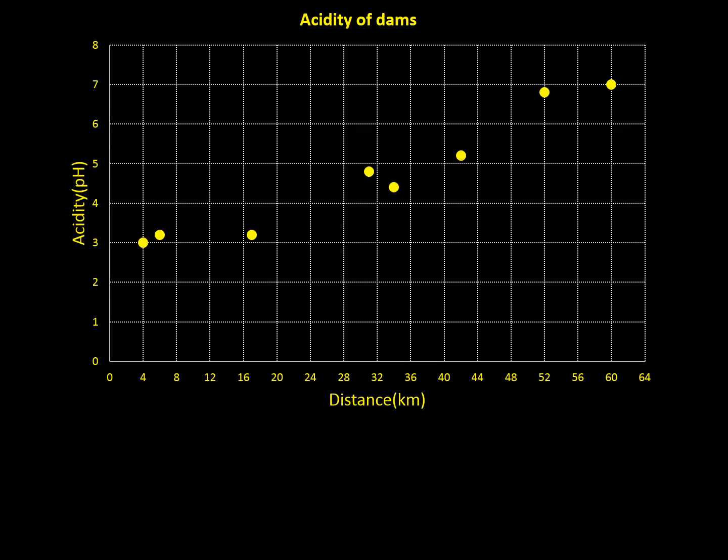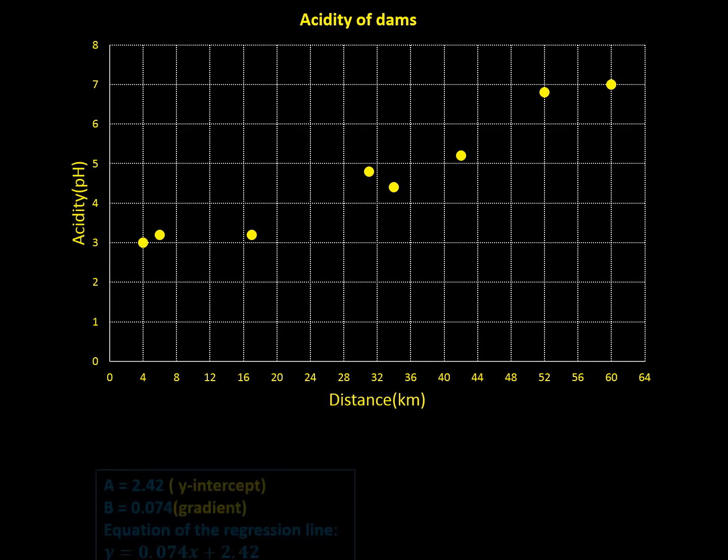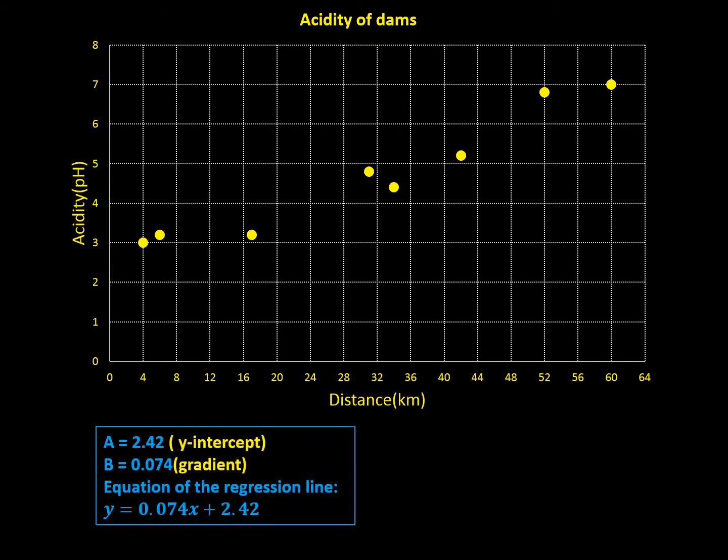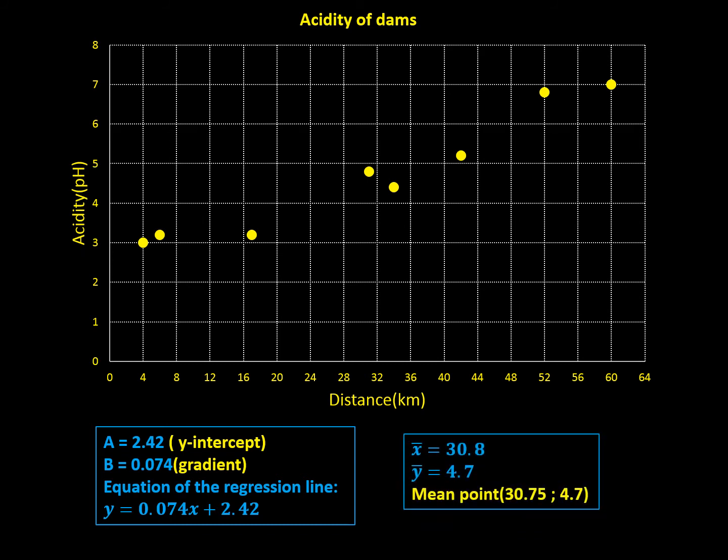Acidity of dams, that is the scatter plot. You have x-axis distance, y-axis the acidity. Now we have the regression line using the calculator. A is 2,42, B is 0,074, so the equation is y = 0,074x + 2,42. You can also keep only 2 decimal places, no problem. So that is the equation of the regression line, or equation of the line of best fit. X bar is 30,8, Y bar is 4,7.